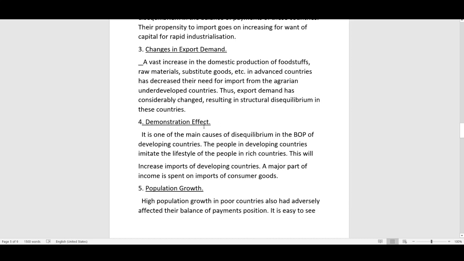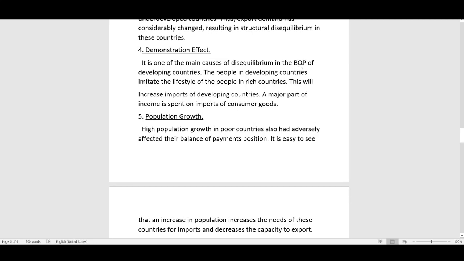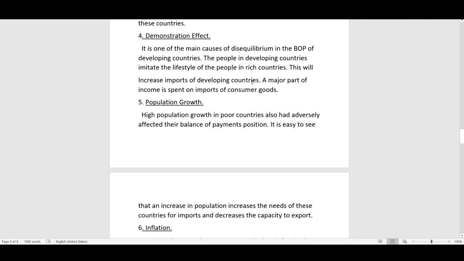Fourth, demonstration effect. It is one of the main causes of disequilibrium in the balance of payment of developing countries. The people in developing countries imitate the lifestyle of the people in rich countries. This will increase imports of developing countries. A major part of income is spent on imports of consumer goods. As a result, the balance of payment disequilibrium arises.